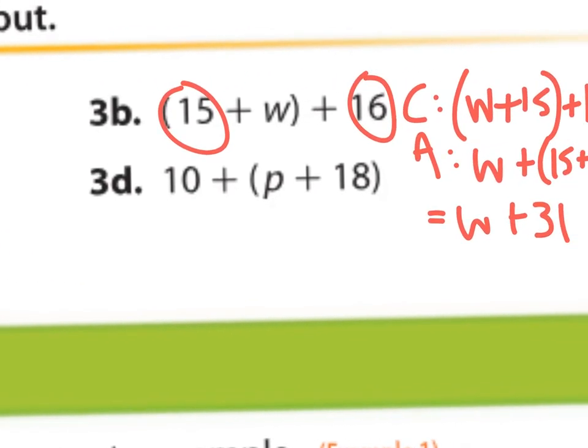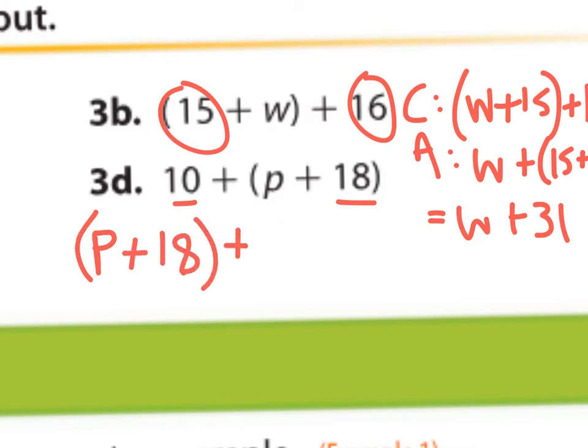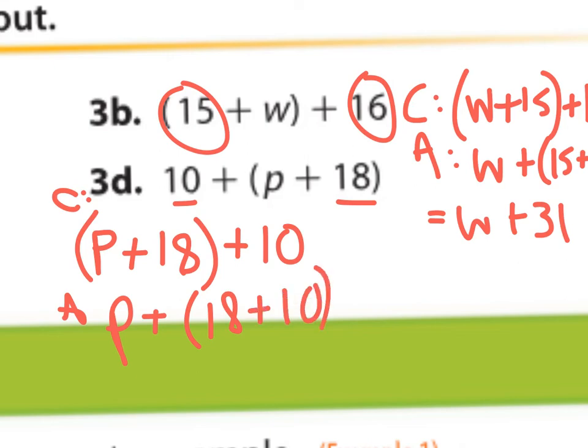And then finally D. I see that the 10 and the 18 can work together, so I will reorder it as P plus 18 plus 10, right? That's commutative, by the way. Now I'm going to use associative and write P plus parentheses 18 plus 10, and now I have P plus 28, or you could say 28 plus P.